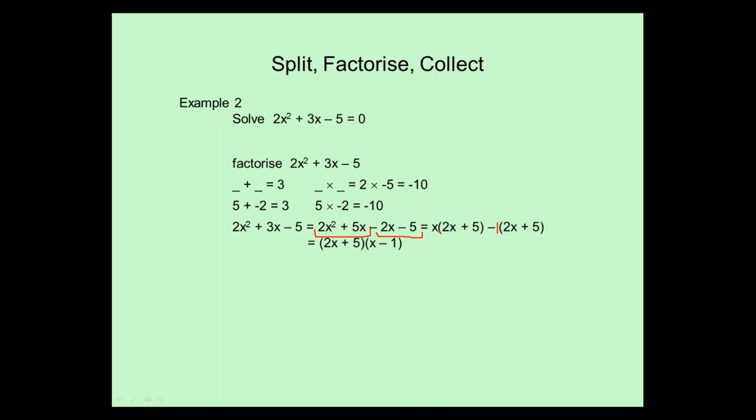This then means that if you've got x times that, minus 1 times that, you can take all of that into one bracket. I would actually probably write it at the front as well, because the way it's done, you've factorised it now to be x minus 1, 2x plus 5.